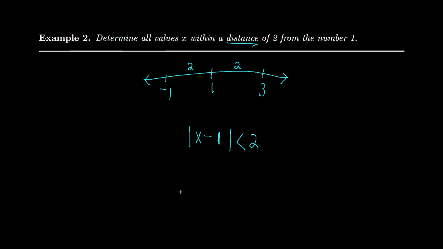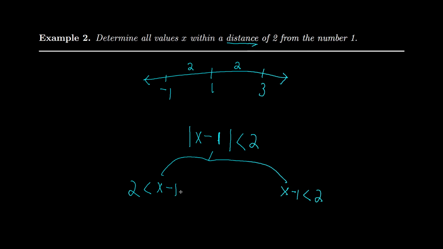Another way to think about this is that this is actually saying two different things at the same time, and we'll look at both of them. This is saying that x minus 1, not an absolute value, is greater than negative 2, like this. And it's also saying that x minus 1 is less than 2.